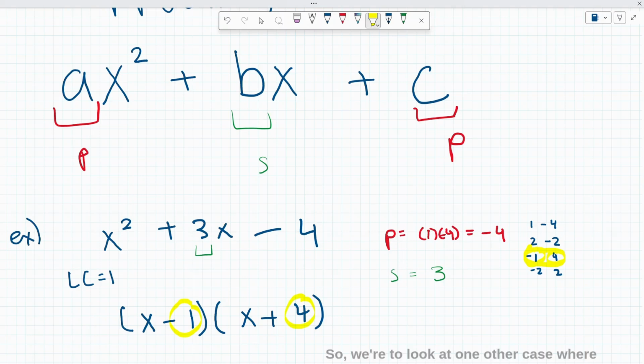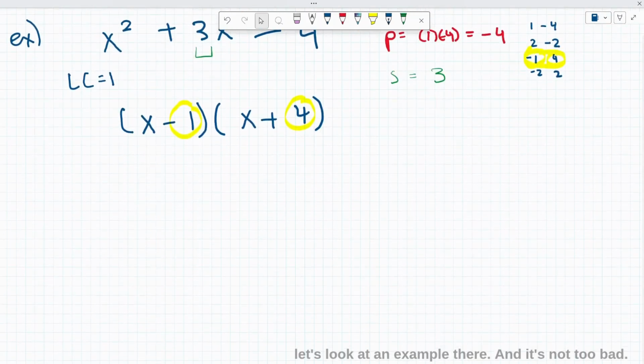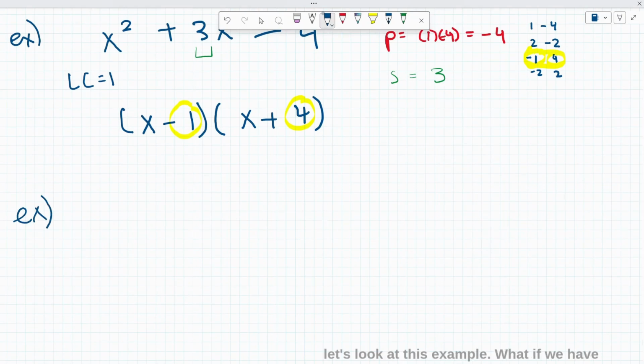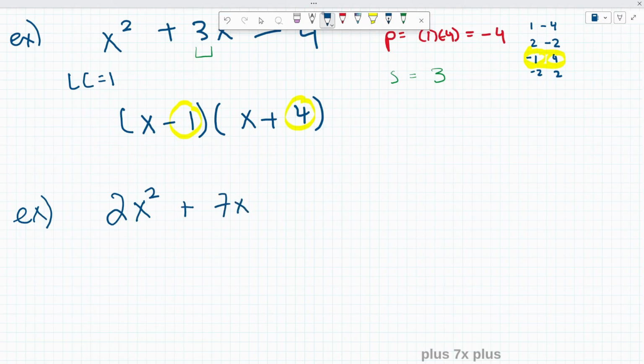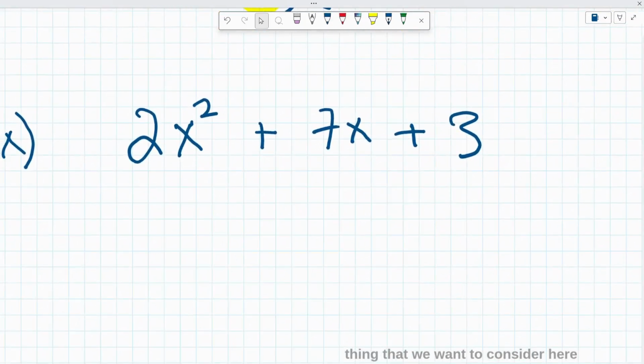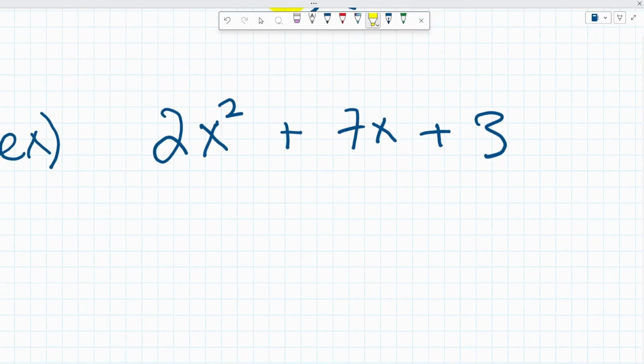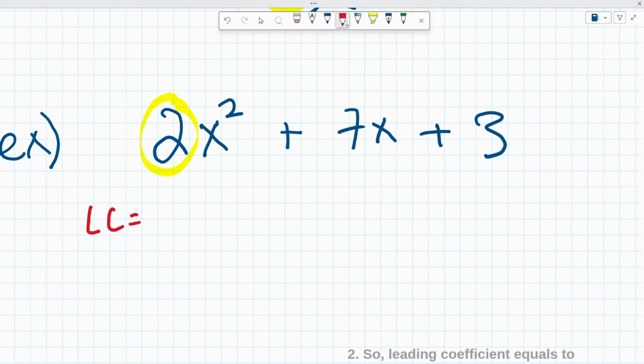So now we're going to look at one other case where our leading coefficient, our a, does not equal 1. So let's look at an example there. And it's not too bad. There's just one extra step we have to consider. So let's look at this example. What if we have 2x squared plus 7x plus 3? So the first thing that we want to consider here is our leading coefficient. Our leading coefficient equals 2. It does not equal 1, so we have to do an extra step here.